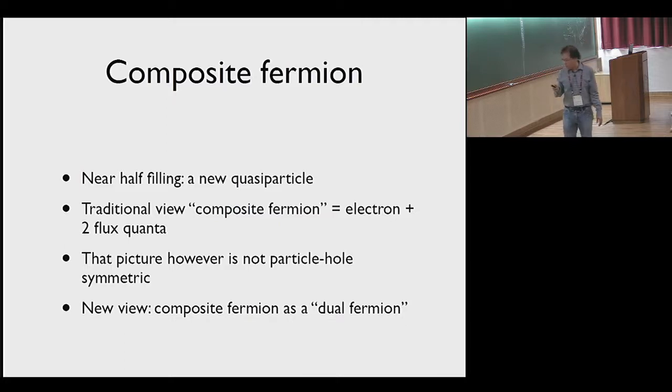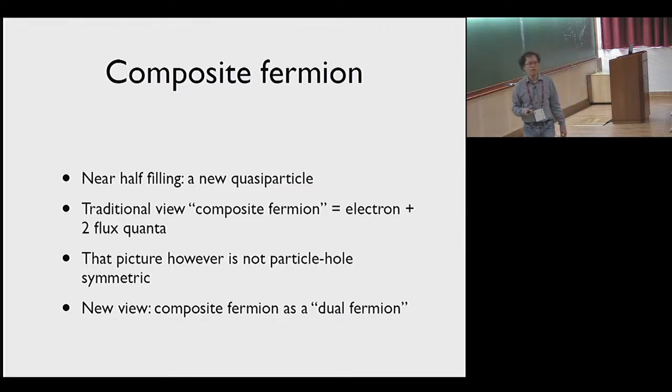Now, the picture of the composite fermion was suggested as one of the possible explanations for the systematics of these quantum Hall plateaus. This n divided by 2n plus 1 state can be thought of as a state formed by a new type of quasi-particle called the composite fermion.